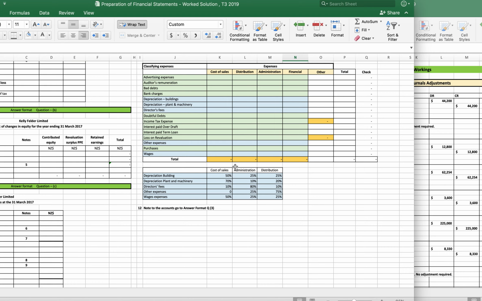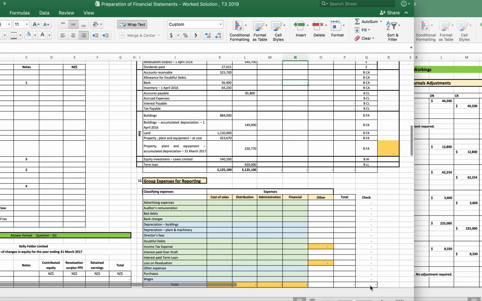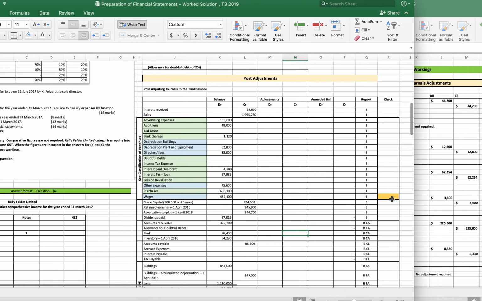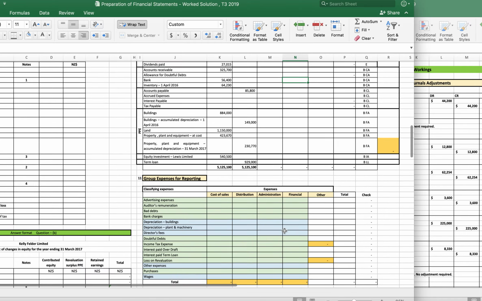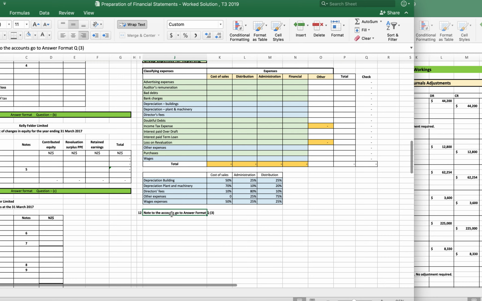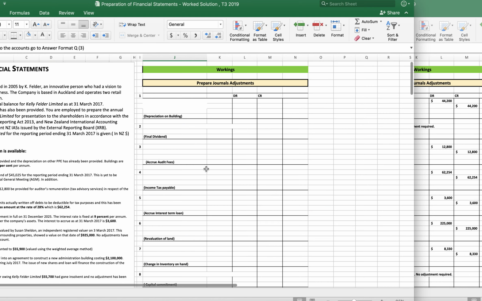I've got my balances here. I've added a column for other. Basically I should have all my expenses there, and that's where I do this checking thing, because then I can check to that. Then the next thing I have to do is put some notes to the accounts and take these balances into the accounts. All right. Okay, so let's go back to the information that we've got.